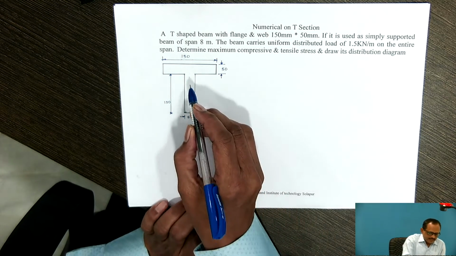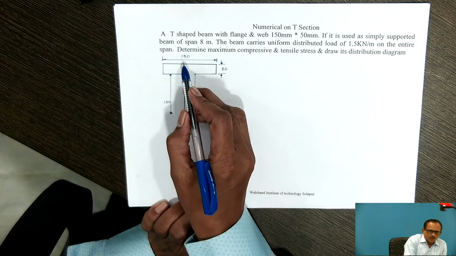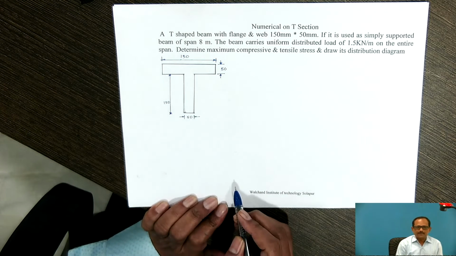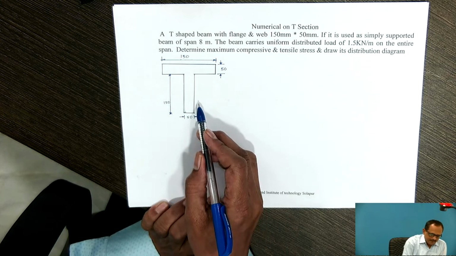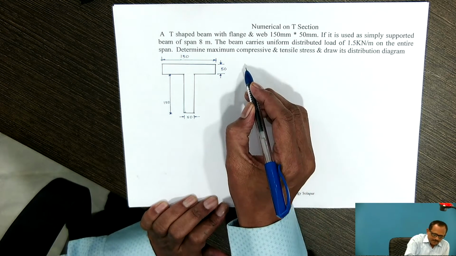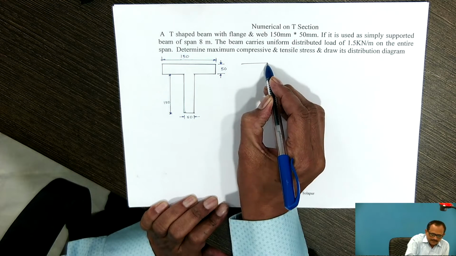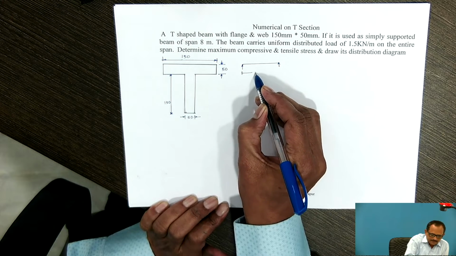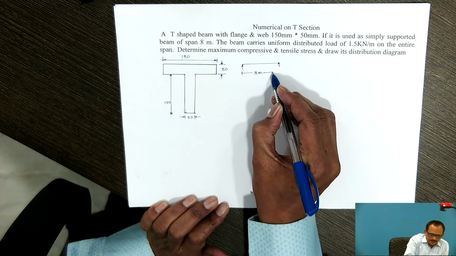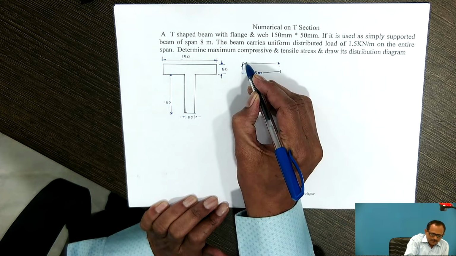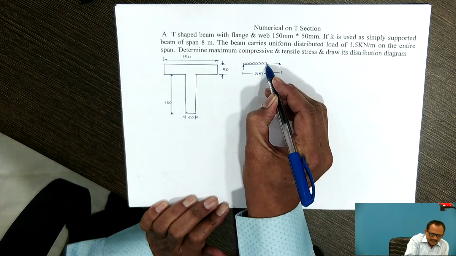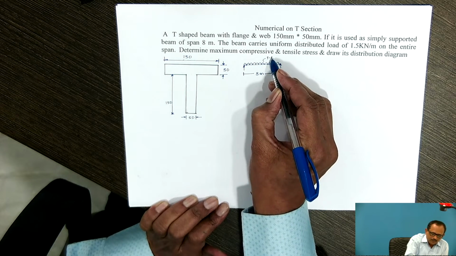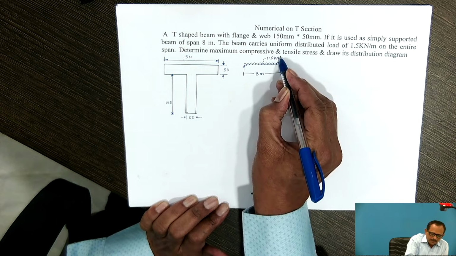So, this is a T-shaped beam having flange 150 mm by 50 mm and web 150 mm by 50 mm. This T-shaped beam is used as a simply supported beam of span 8 meter, and this particular beam carries uniform distributed load over its entire length, where the rate of load is 1.5 kilonewton per meter.